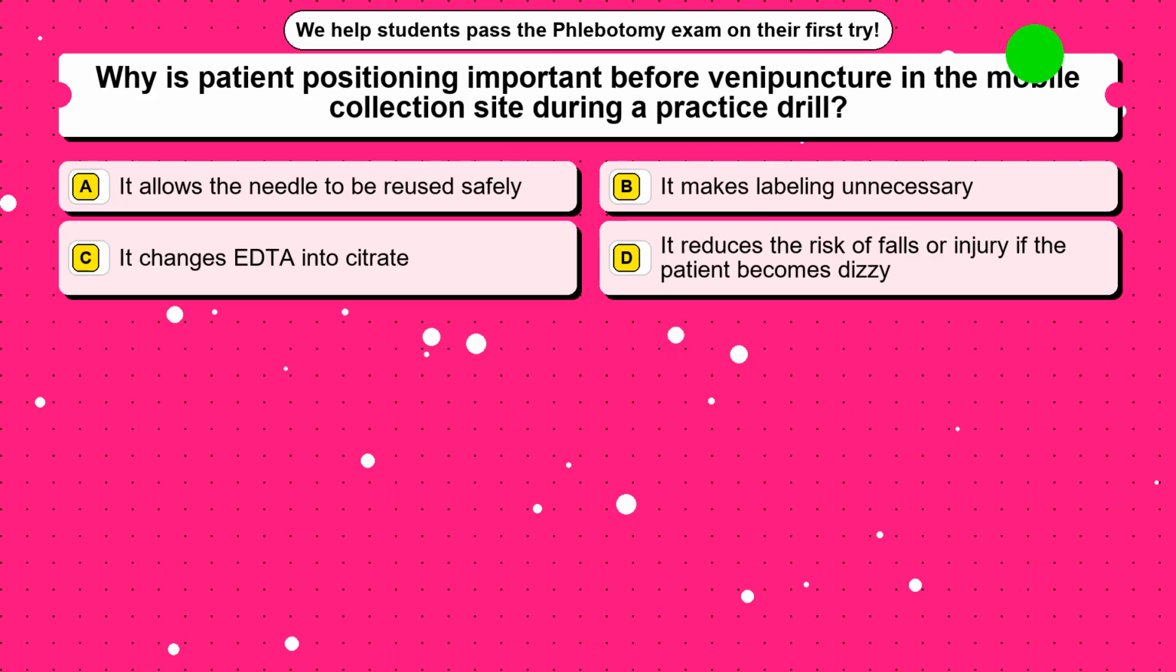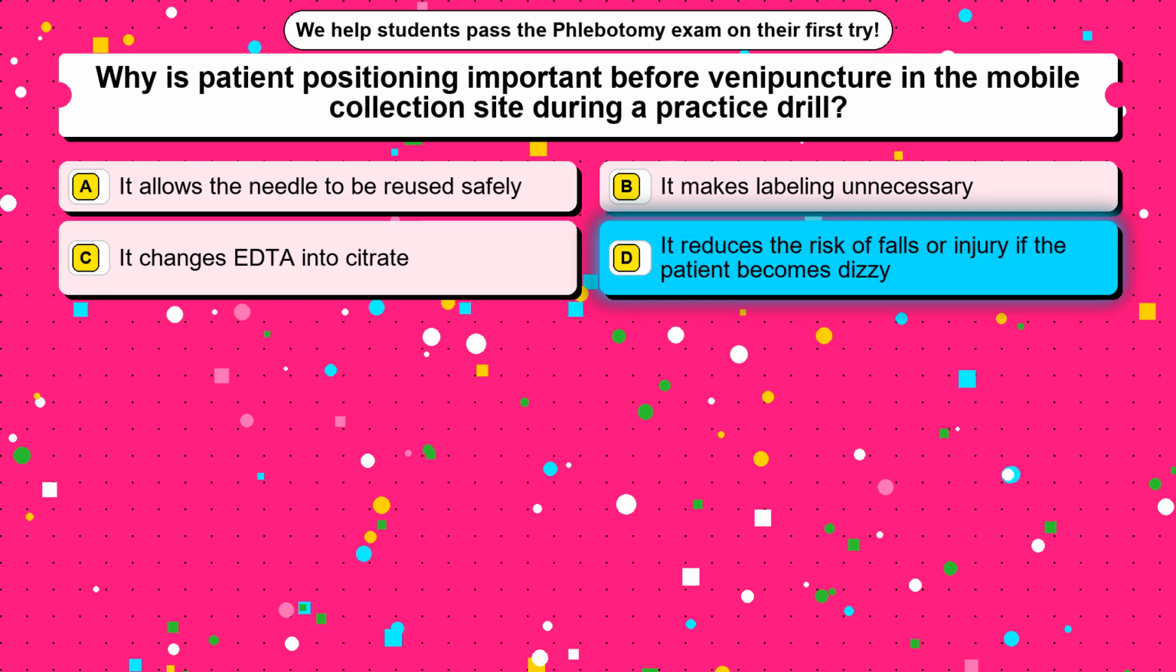Question 93. Why is patient positioning important before venipuncture in the mobile collection site during a practice drill? Option A. It allows the needle to be reused safely. Option B. It makes labeling unnecessary. Option C. It changes EDTA into citrate. Option D. It reduces the risk of falls or injury if the patient becomes dizzy.